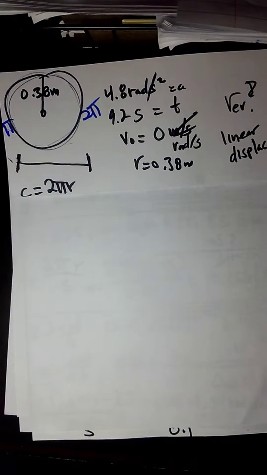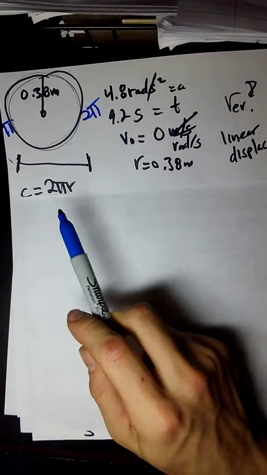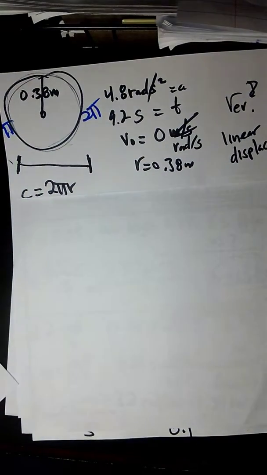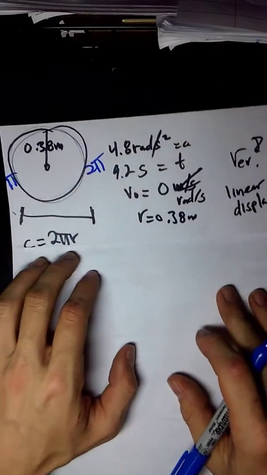Okay, rotational motion part 4. So we're looking at this. We're saying, okay, we have 2 pi r as our circumference. We could lay this circle out, but the easiest way to do this is to convert this to radians and then to degrees, because we could use those skills here.